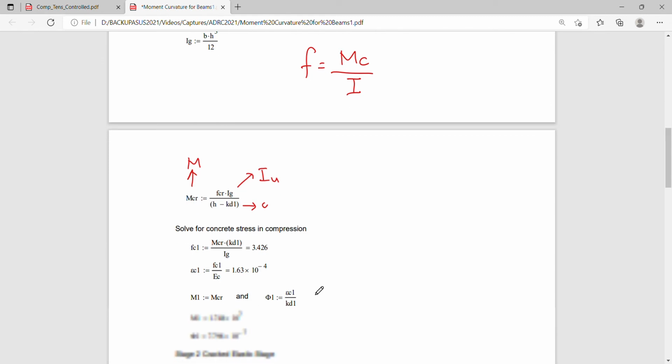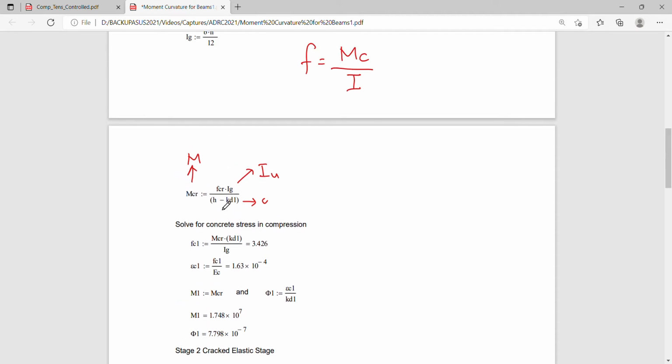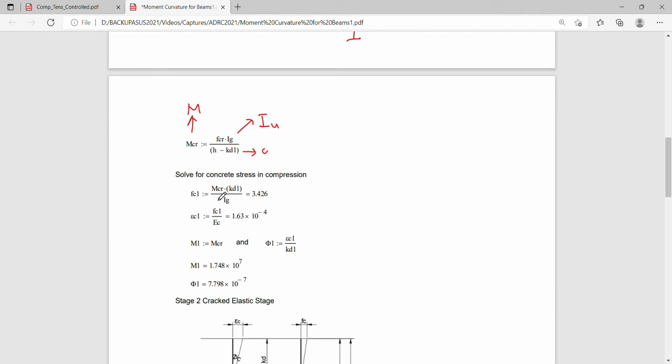Okay, so upon solving the cracking moment, we proceed with the solution for solving the concrete stresses in compression. And the concrete stresses in compression, since we are still in the elastic stage, will simply be again Mc over I. And we start here from fc1. Okay, so this is actually the limit for your uncracked elastic stage, which has an equivalent strain. So this provides us a scenario where Hooke's law is applied. Okay, so using Hooke's law, which is applicable within the elastic behavior or elastic stage, then epsilon c1 is simply this value.